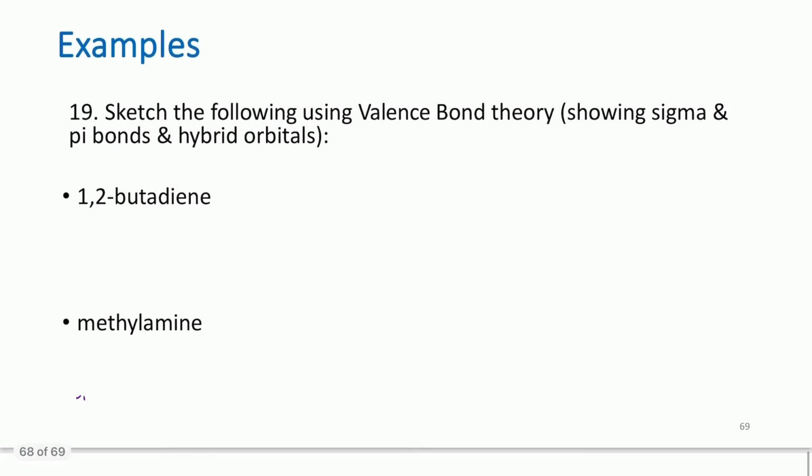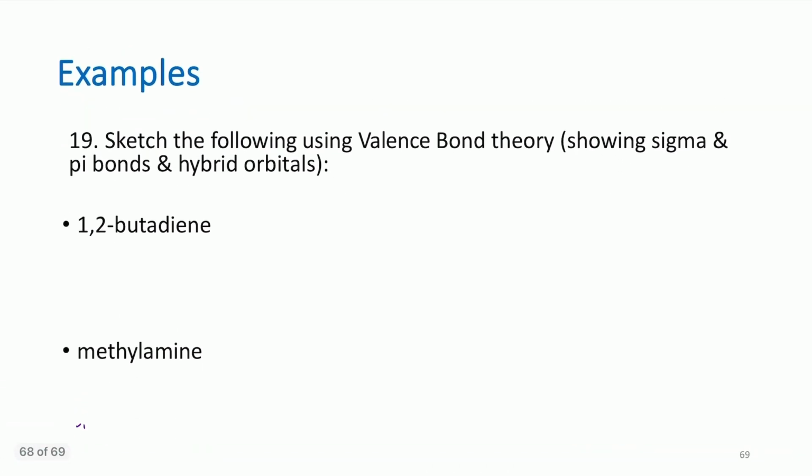Okay, what about 1,2-butadiene? Haven't learned naming yet, you'll learn naming later, but "but" tells me 4 carbons. "Ene" tells me double bond. "Di" actually tells me there's 2 double bonds. And 1, 2 tells me where they're at.